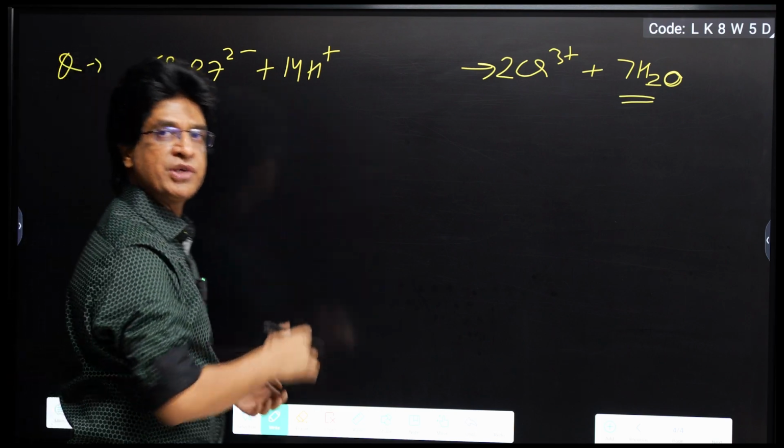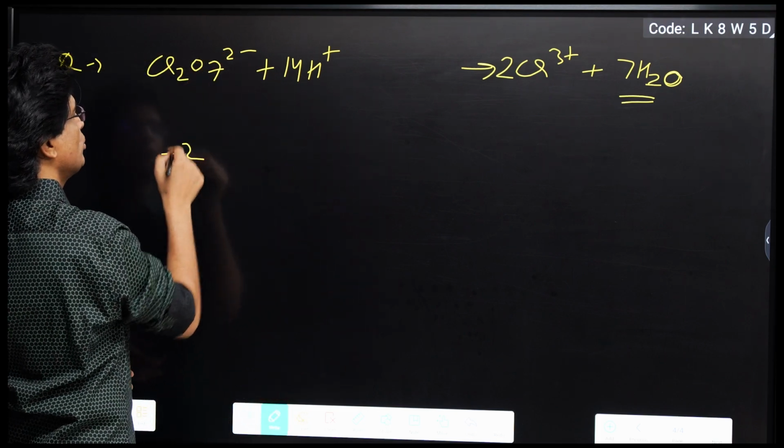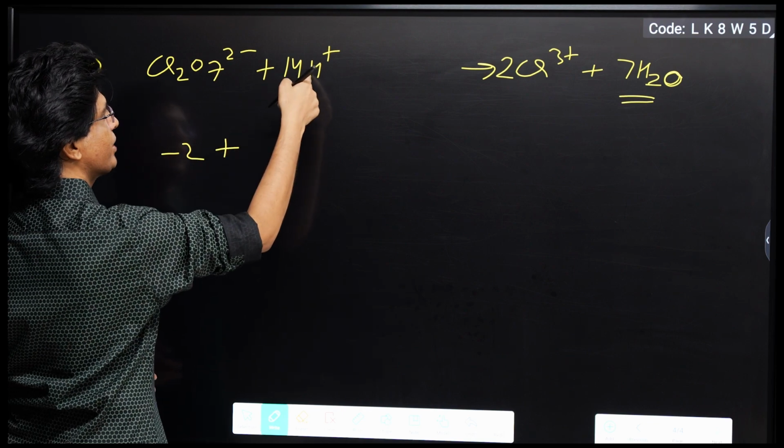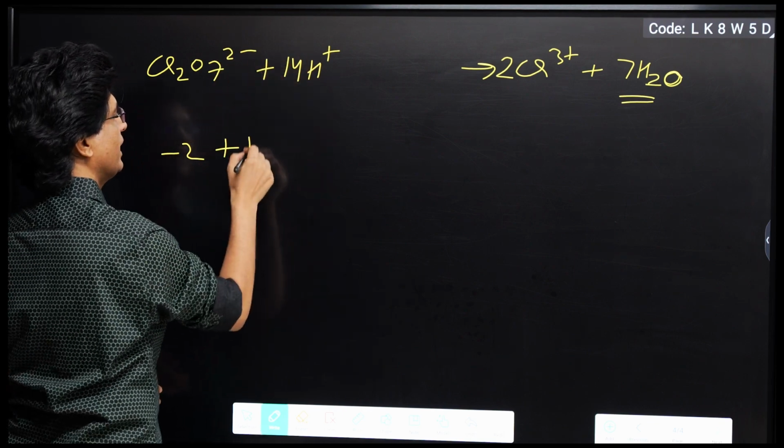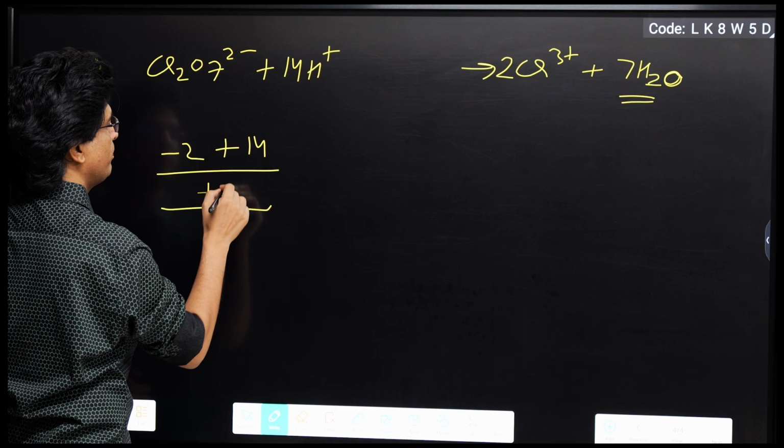Now it's turn of charge. So let's say -2 on dichromate ion and each hydrogen has got 1 positive, 14 will have +14. So total becomes +12.